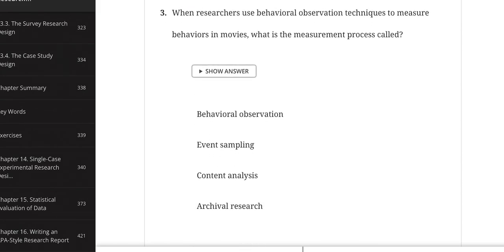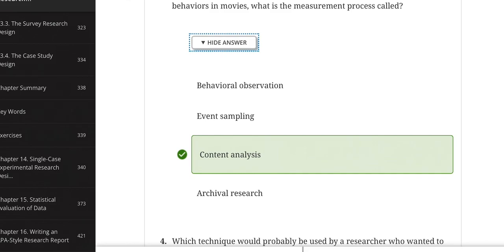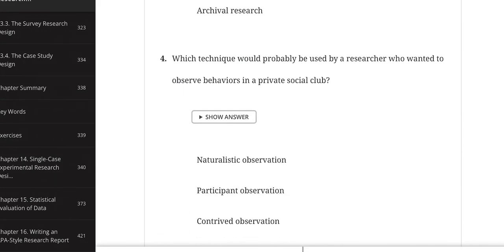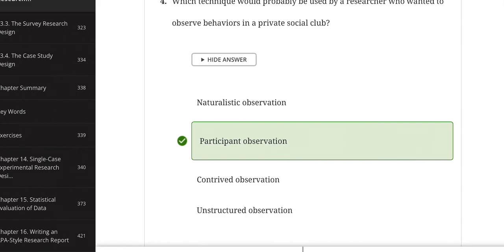And then when researchers use behavioral observation techniques to measure behaviors in movies, what is this called? So remember, that's called content analysis when they're observing behavior in media of some kind. And then this last question is actually the one we just did on our knowledge check, which was talking about participant observation in a private social club. So that is it. If you guys have any questions about anything from these first two sections, let me know.